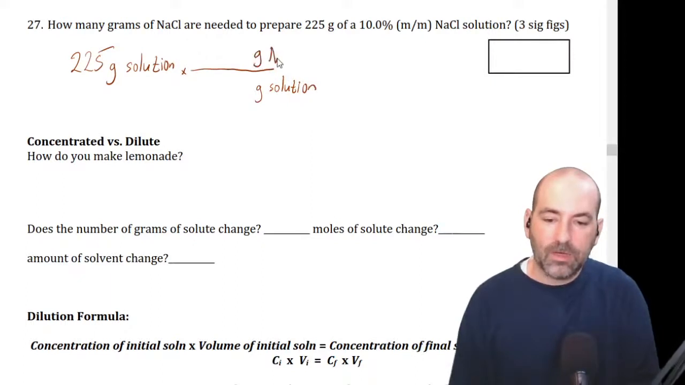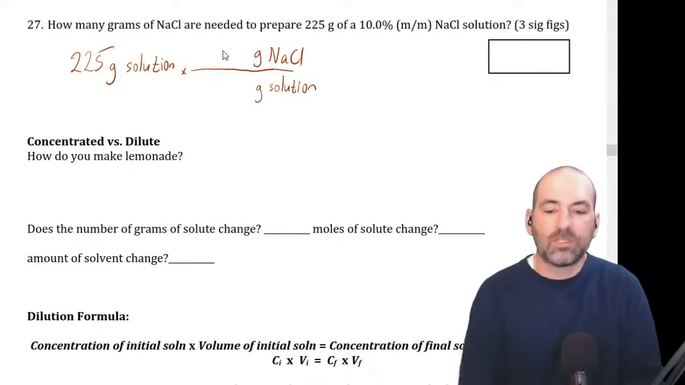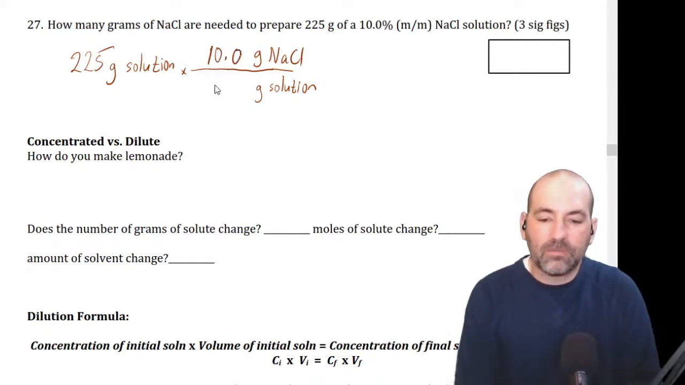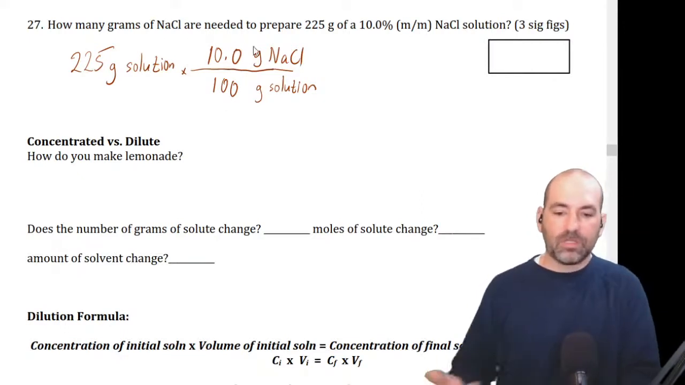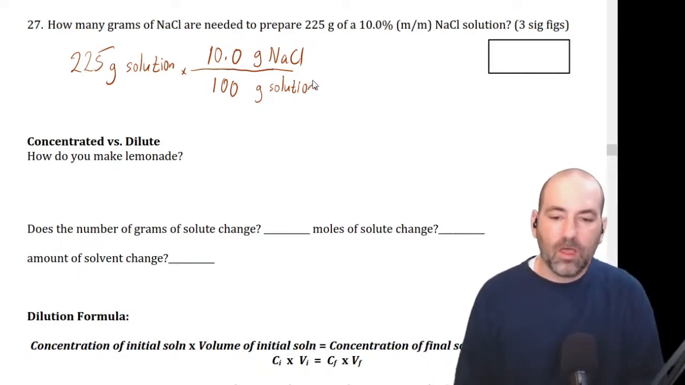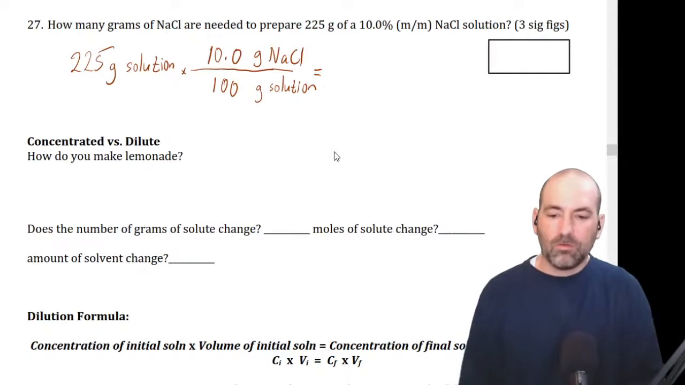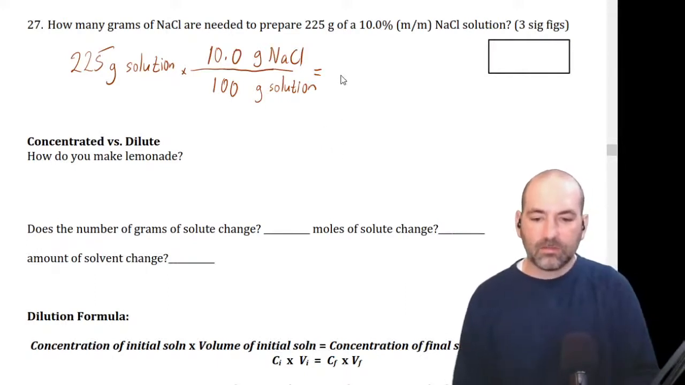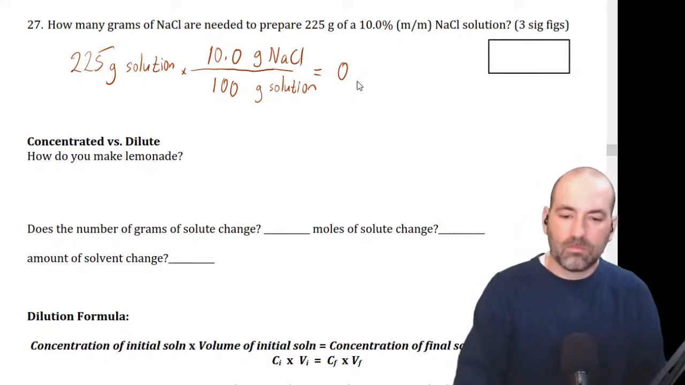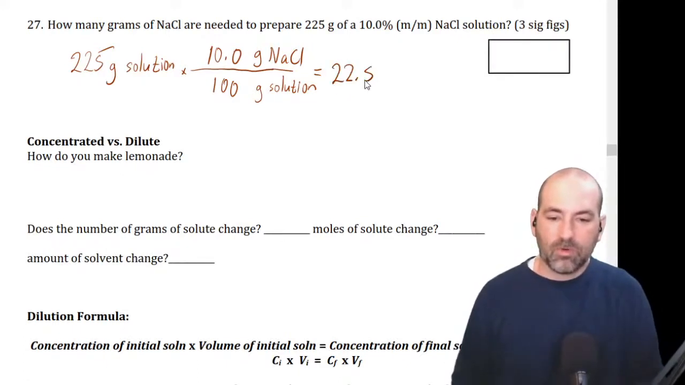And we want to know how many grams of sodium chloride to put in. Well, if we want a 10% solution, that means we need 10 grams per 100 grams of solution, because that would be a 10% solution, 10 per 100. So we do that, and we've got 22.5 grams.